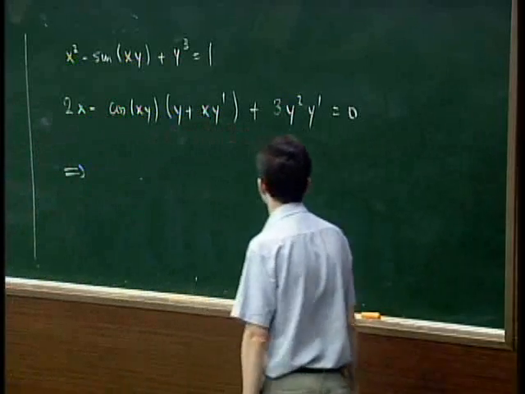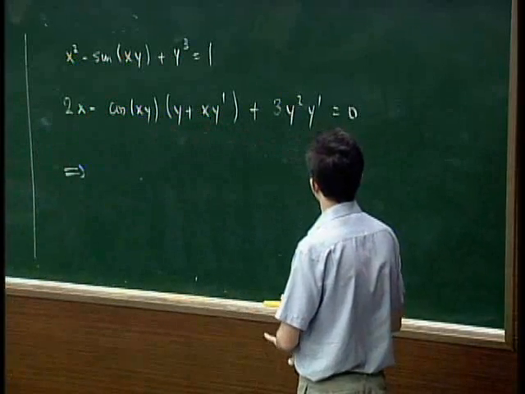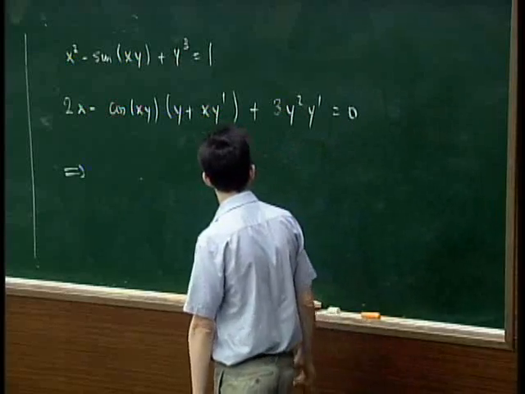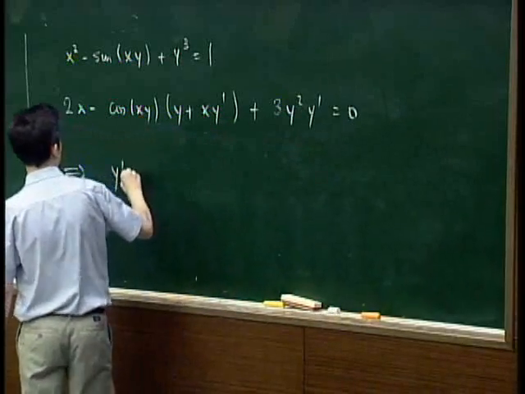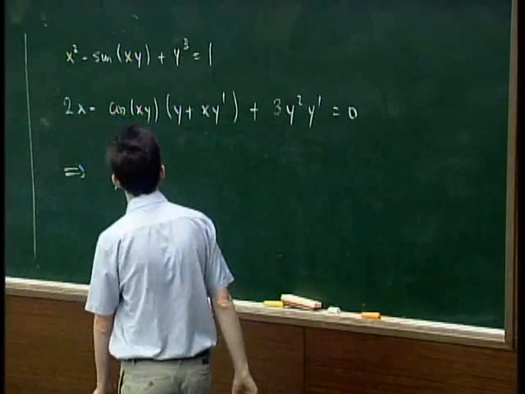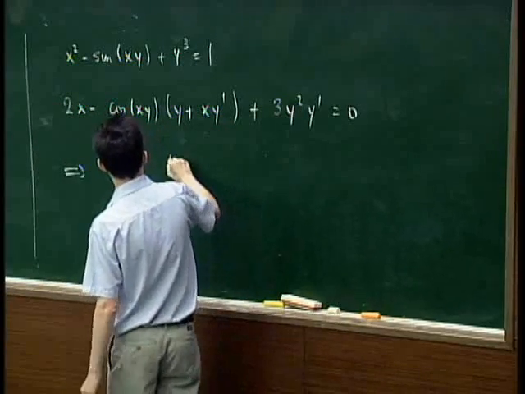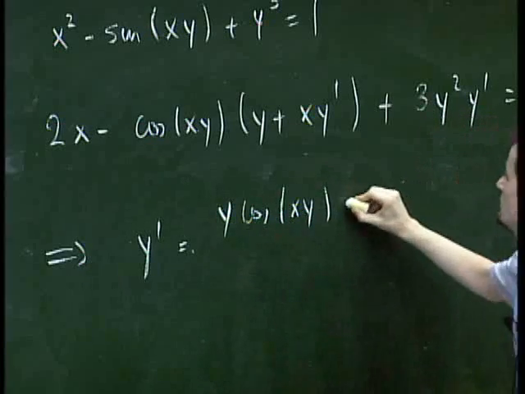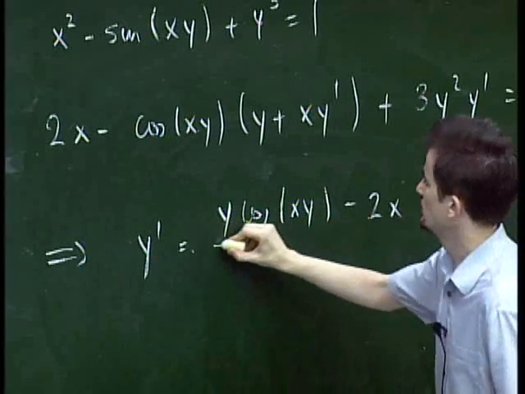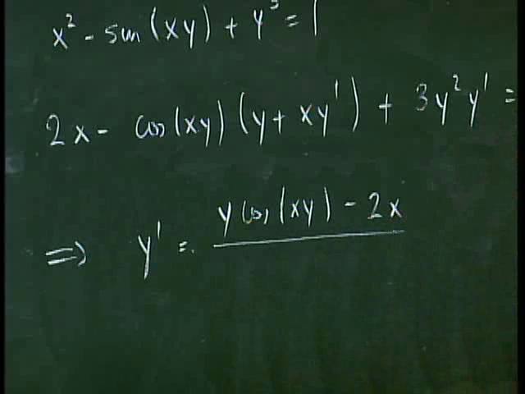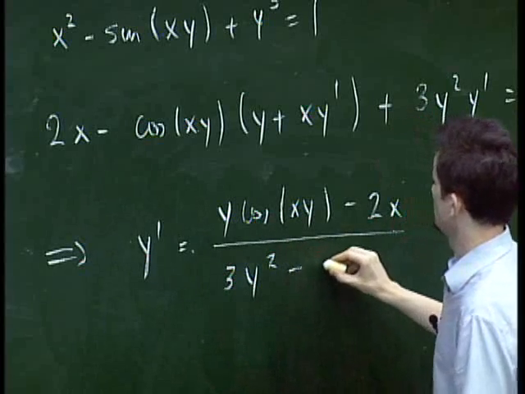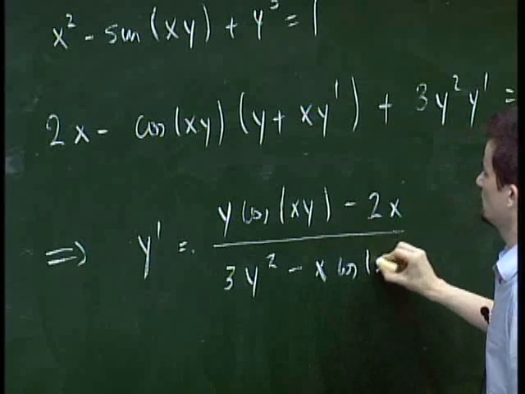And again, this gives us an equation of first order, a linear equation for the derivative of y here, and we just solve it. Then we get that the derivative of y is equal to cosine of xy times y minus 2x over 3y squared minus x times the cosine of xy.